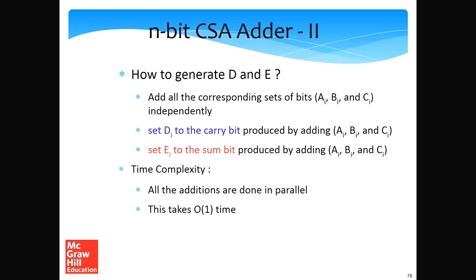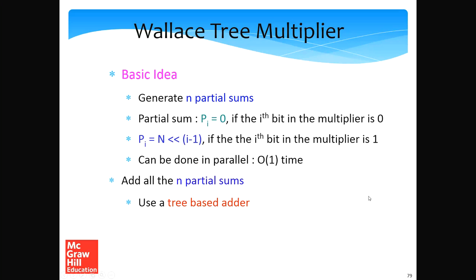So it's just a summary of what we just discussed. How do we generate D and E? Well, we add all the corresponding sets of bits Ai, Bi, and Ci independently and simultaneously. We set Di to the carry bit produced by adding Ai, Bi, and Ci, and we set Ei to the sum bit produced by adding Ai, Bi, and Ci. So since all the operations are done in parallel, it takes order of 1 time.